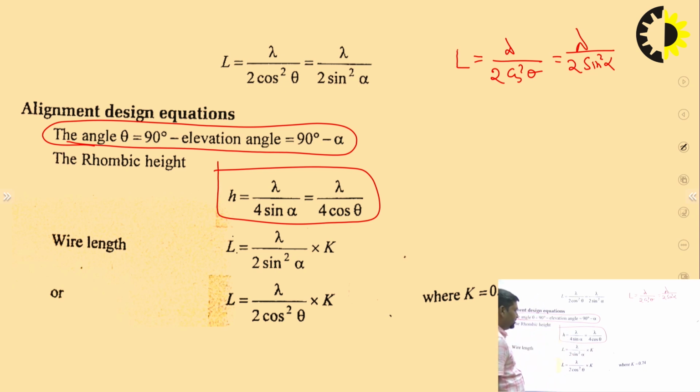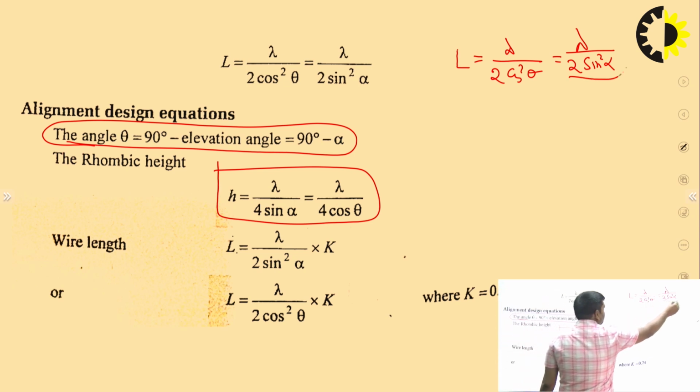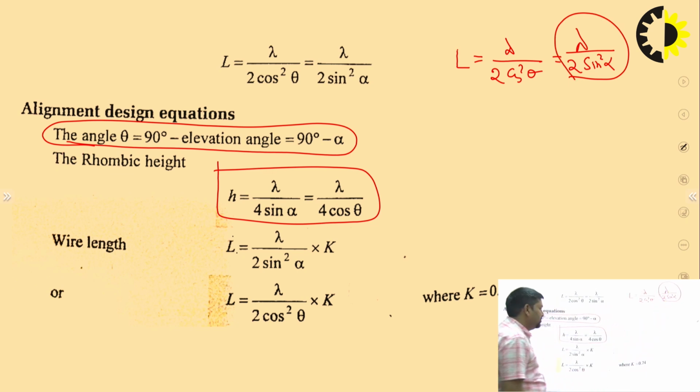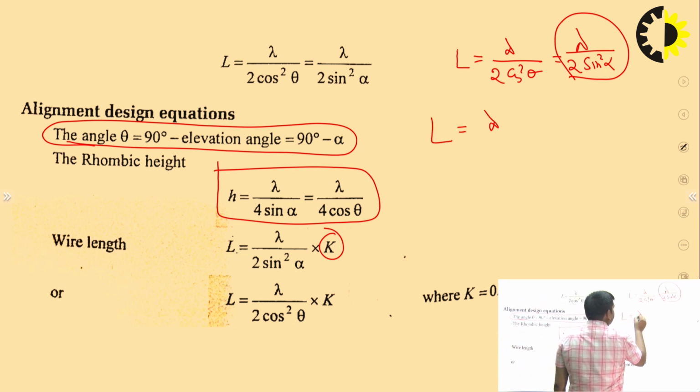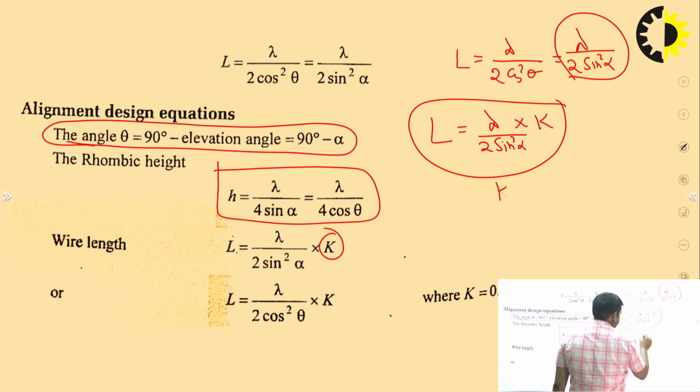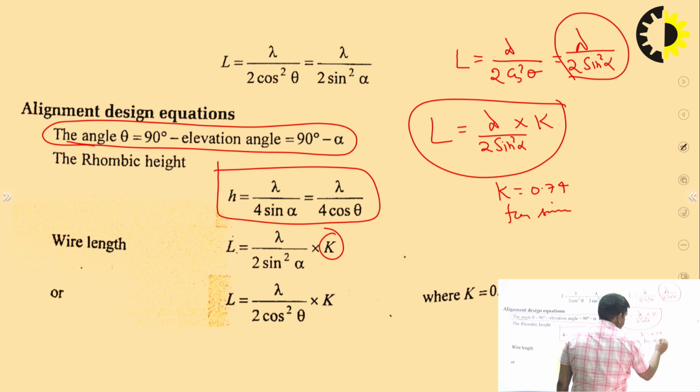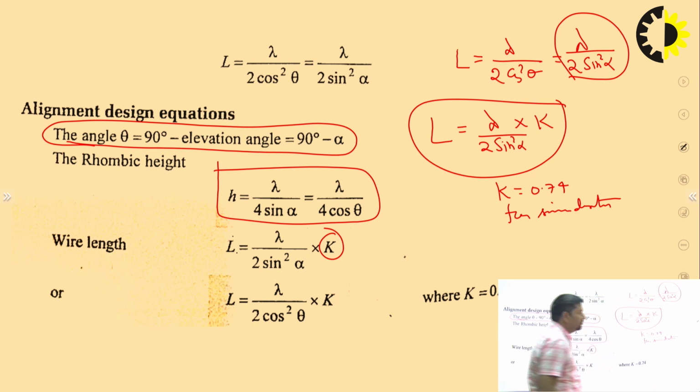If we put L is equal to lambda upon 2 sine square alpha, some coefficient has to be taken, because this length is not an effective length. So we calculate the effective formula. We multiply by K, where K is 0.74 for sinusoidal distribution. Why do we multiply by K? Because the length is not a physical length.